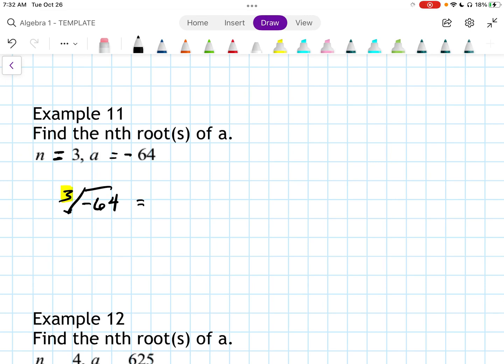The cubed root of -64 is -4, and you can type that in the calculator. A way to check yourself would be to take -4 to the third. Well, that's -4 times -4 times another -4.